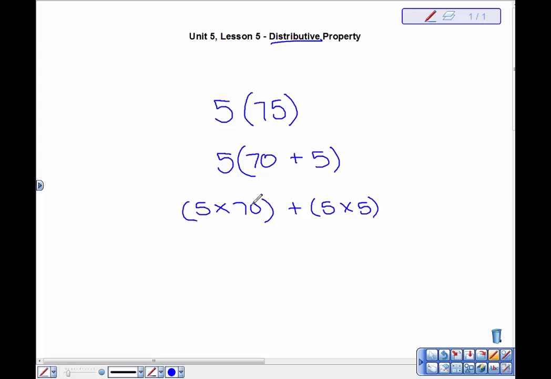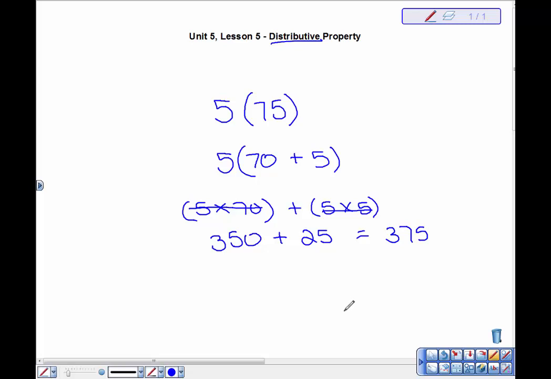So if I do 5 times 70, that's really easy. It's 5 times 7 with a 0, which is 350. And then add that to 5 times 5, which is easy, 25. So put those pieces together. 350 plus 25 is 375. So 75 times 5 equals 375.